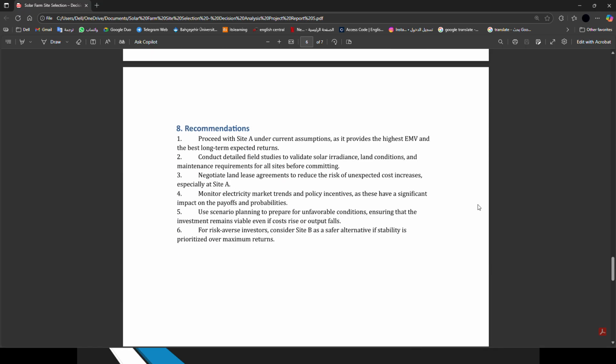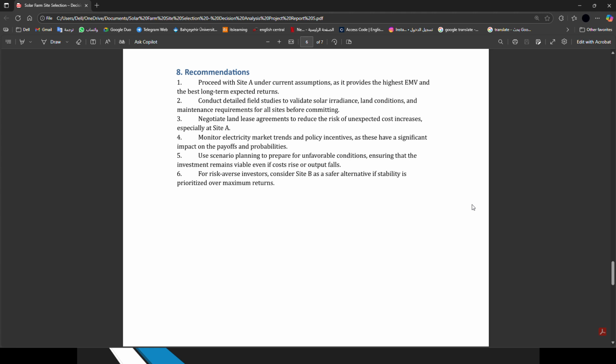Our recommendation, both of us being risk seeking students in this university, is that we would definitely recommend going with site A. And for risk averse investors, we would also consider site B as a safer alternative for them, but it wouldn't be for us.